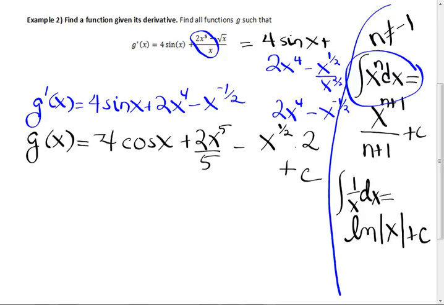The C is very important. When you do the differential equations, or on the next example, if you don't add in the C, you're not going to get very many points. And I don't want to see you do that.